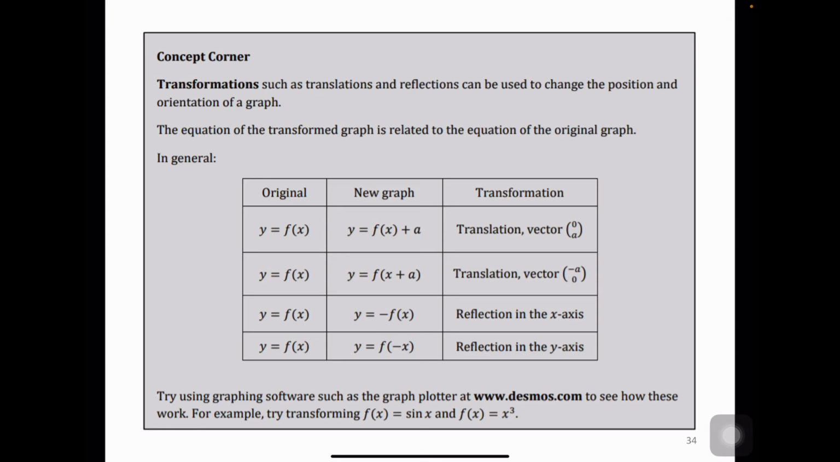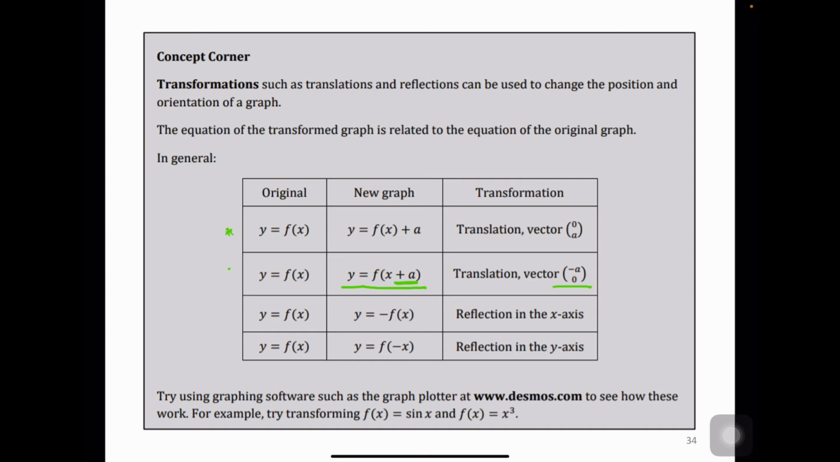So here we have our generalizations. Our original is, of course, y equals f of x. The first example I looked at was when the value is within the brackets. So that's going to be a translation with vector -a. Remember, when it's a plus, you're moving to the left. And when a is negative, then you're going to be moving to the right.